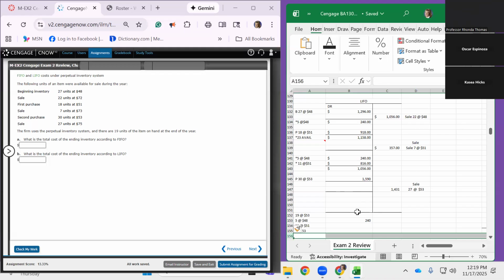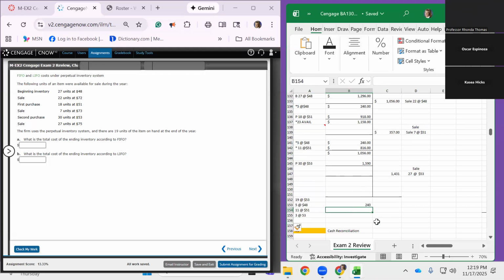Yep. So I like those tables, right? I like the table. So it's not going to be 19 at 53. Here are your 19, but they're at 3 different costs. And then we're going to add those up. So 11 times 51, and then 3 times 53.